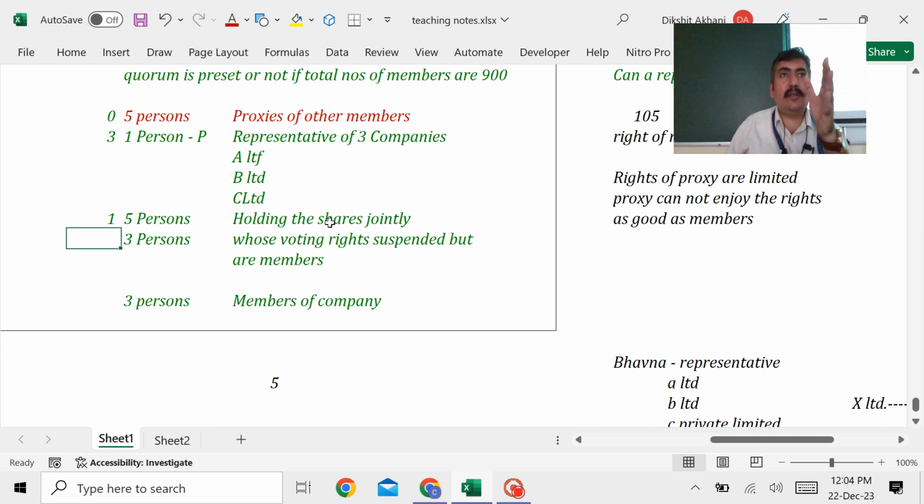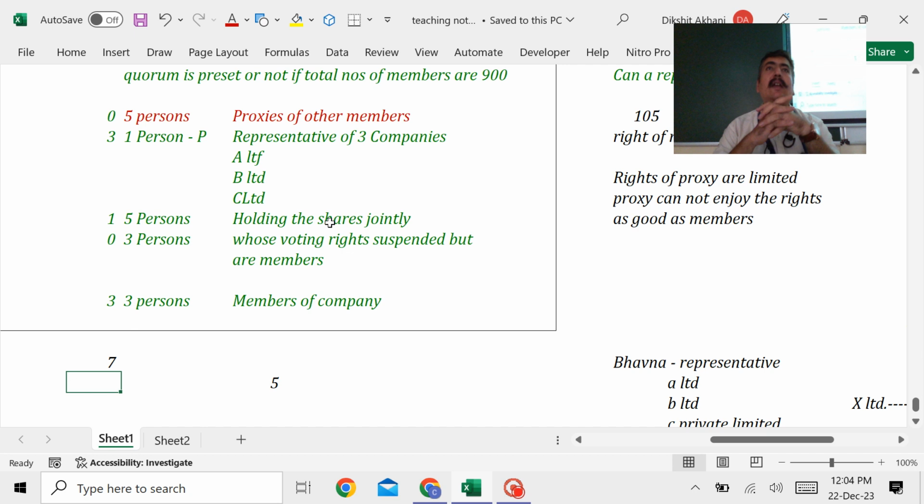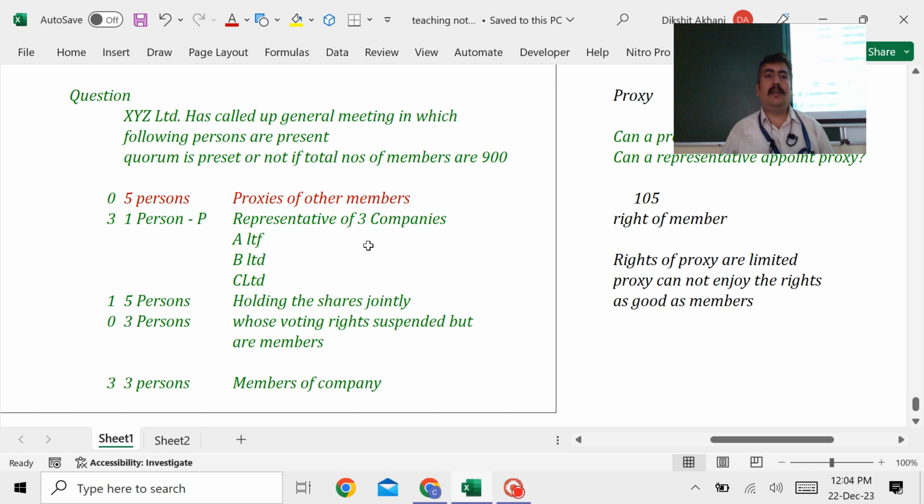3 persons who have voting rights, but which is suspended. I told you just being a member is not sufficient. At the same time, you must have the voting rights in that meeting. So again it is 0. 3 persons who are actual members of the company. Nothing is written, so we assume they have the voting right. So 3. Count it. Actual how many numbers? 3 plus 1 plus 3 comes to a total of 7. Needed 5. So the answer to this question is yes, quorum is present. Yes, quorum is definitely present.